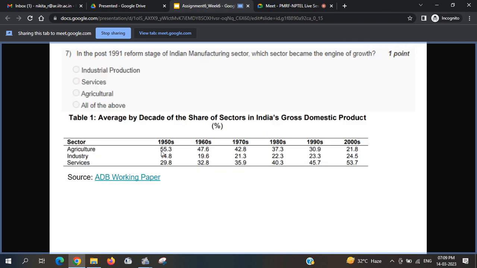And you can see that from the figures over here also, the percentage share of the sectors. This shows how much each sector contributed to India's gross domestic product in different decades. You can see the percentage share of the primary sector, which is agriculture and allied industries. It decreased from 55.3 in the 1950s to 47.6 in the 60s, further to 42.8, and then very drastically after the 1990s to 21.8.